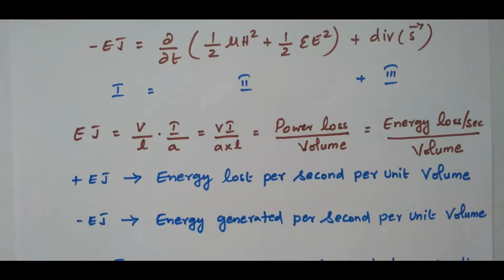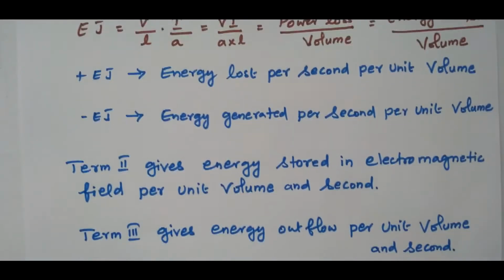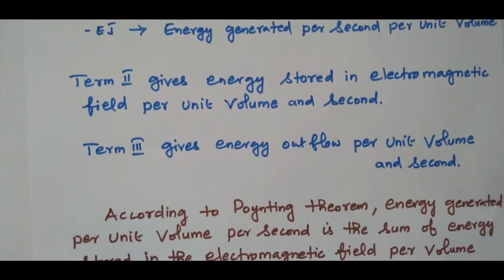Then we'll go to the second term and the third term. The second term is nothing but energy stored in the electromagnetic field per unit volume per second. So term 2 gives the energy stored in the electromagnetic field. Term 3 gives the energy outflow per unit volume and second. Right? This gives the energy stored, and term 3 gives the energy outflow.